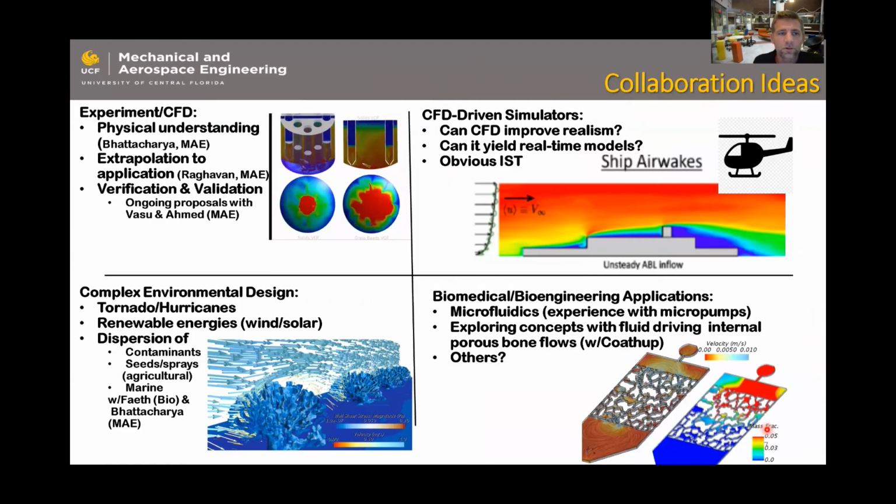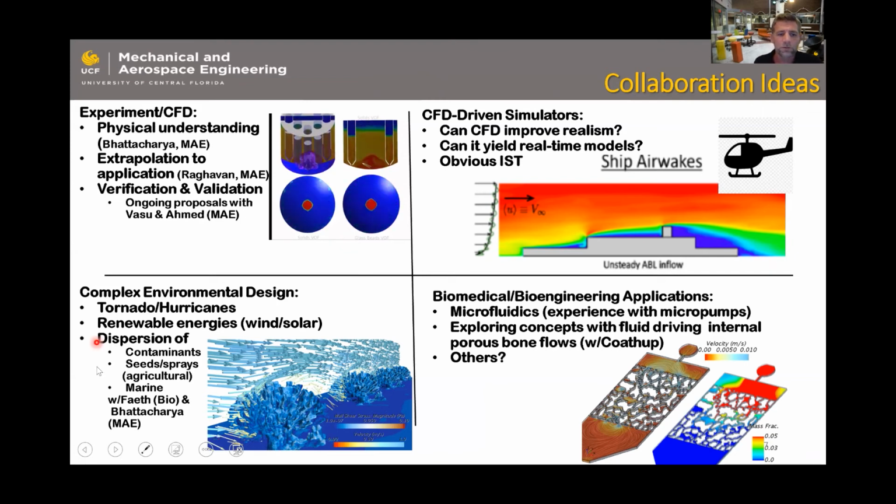So the next thing we're going to talk about, perceived collaborations. What are some ideas on how I could potentially collaborate. Obviously, with experimental and CFD, there's always interest there, whether it be increasing the understanding, changing extrapolation to application, or just VNV. This is actually a sample VNV calculation that I had in the context of a nuclear regulatory type calculation. So that involves a lot of VNV process, and that's something that I've devoted quite a few years to.